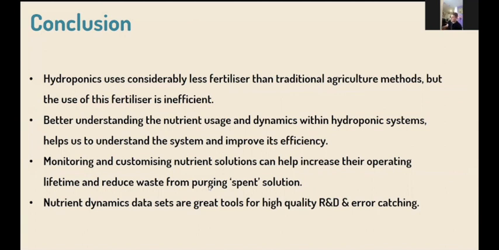So as I mentioned before, if there's a bacterial problem, how do we go about solving that? If there's a precipitation problem, do we change the fertilizer to stop that from happening, or do we tailor fertilizers to crops? So monitoring and customizing things can really help increase the lifetime of our nutrient solutions and stop us purging them and just wasting them, greatly improving our efficiency.